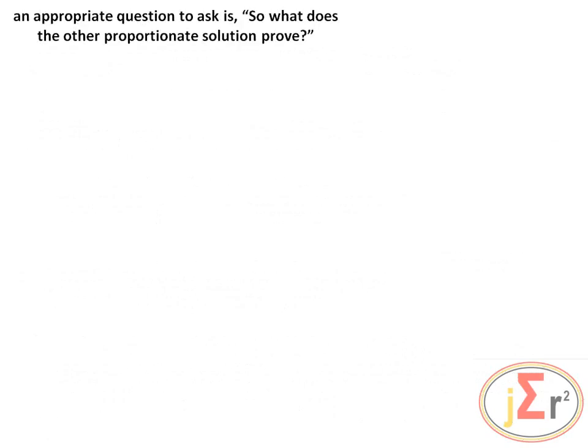An appropriate question to ask is, so what does the other proportionate solution prove? Which one? This one. What does it prove? Because remember that what we did before was had the bars here and here, in which we are relating a value of one of the variables and the corresponding value of the other. But now we are relating corresponding values of the same variable. So what does this other proportionate solution prove?